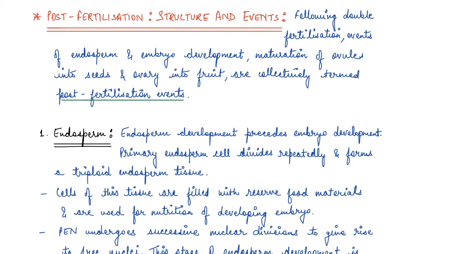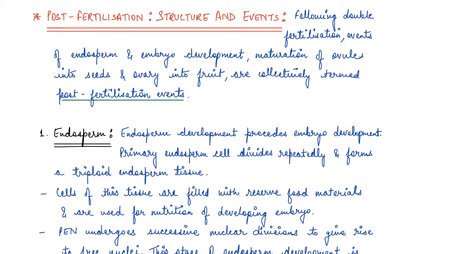And today we are going to start with the post-fertilization structure and events. And we are going to study the structure of two different events. One is endosperm and the other one is embryo. So till now we have covered almost the entire chapter 2, which is sexual reproduction in flowering plants, NCERT class 12th chapter 2.